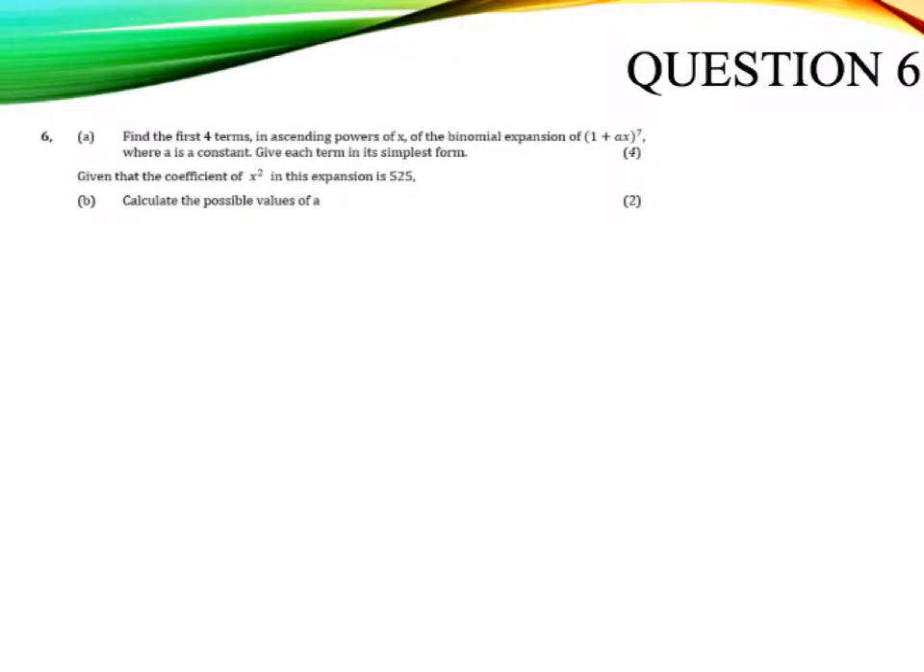It's asking us to find the first 4 terms in ascending powers of x of the binomial expansion, where a is a constant. Give each term in its simplest form. Okay, let's have a go then. Let's set this out in the same way that we would always do. So we've got (1 + ax)^7. So let's make a start.